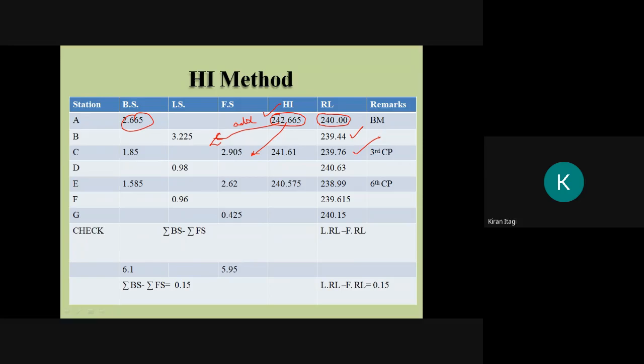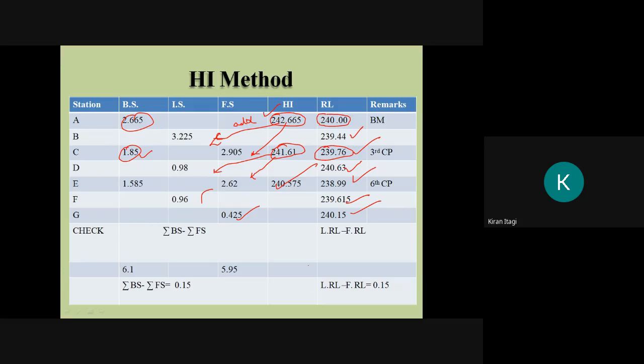And when your reading is in the back side, what should we do? We should add the RL to the back side, then we will get the height of the instrument. Again we are deducting this one, again we are deducting, we will get the respective RL. Same here also, adding the backside, after adding the backside we will deduct this one, and we will get the RL for the respective stations.